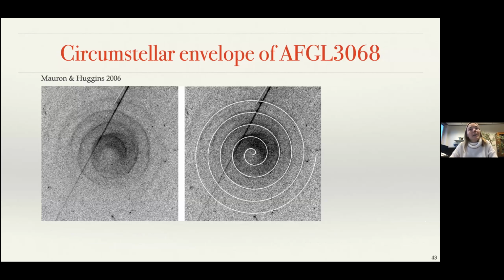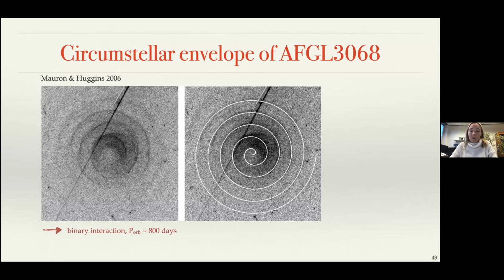It took an additional 7 years before the same authors, Mauron and Huggins, now in 2006, reported the detection of the first conspicuous Archimedes spiral pattern in the winds of AFGL 3068. This discovery was, and still is in my opinion, highly significant, since for the first time it led to the unequivocal conclusion that binary interaction shapes the wind of that AGB star, and as such can play a role in carving out planetary nebulae later on.